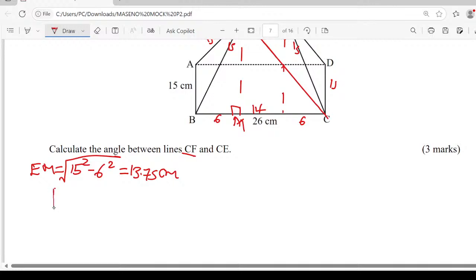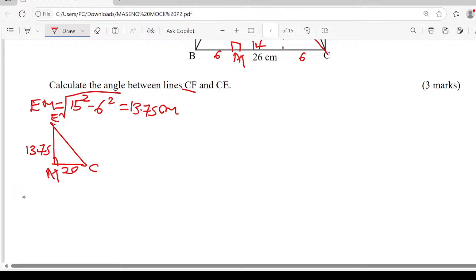So the moment I found that as 13.75 centimeters, I will now have something like this, learners. I want you to be so keen. So this will be M, this is 90, this is C, this is E. This EM I've found as 13.75. MC is 14 plus 6, so MC will now be 20.